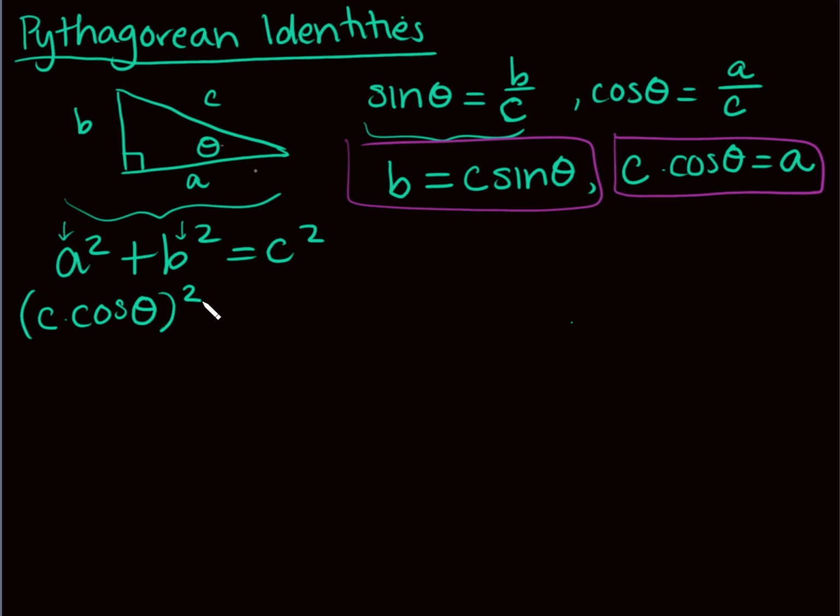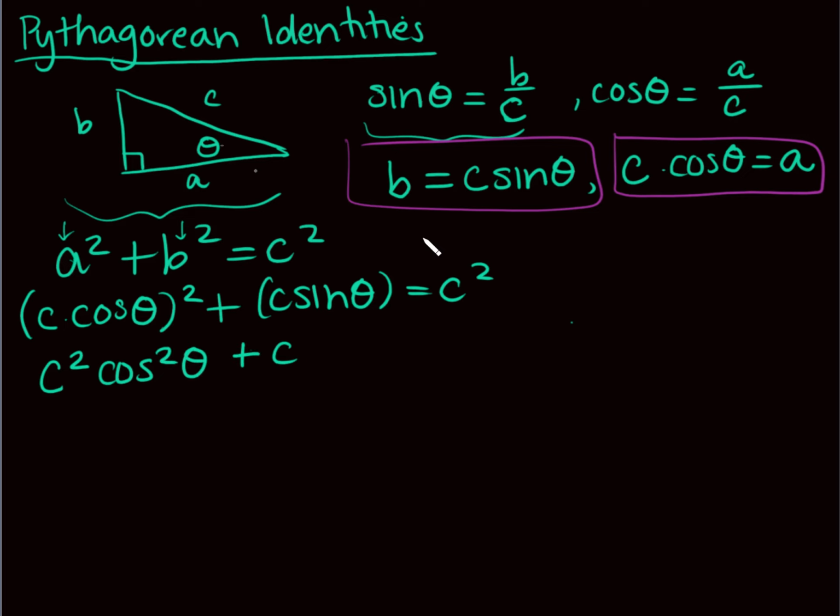Doesn't matter. So I have c times cosine theta. Look at what I've done there. I know that a is equal to c times cosine theta. So I just plug that in right here in this triangle. Plus, what is b? b is c times sine of theta, equals c squared. If I simplify this a little bit, remember we can distribute. Your math teachers will not freak out at you if you distribute exponents across multiplication or division.